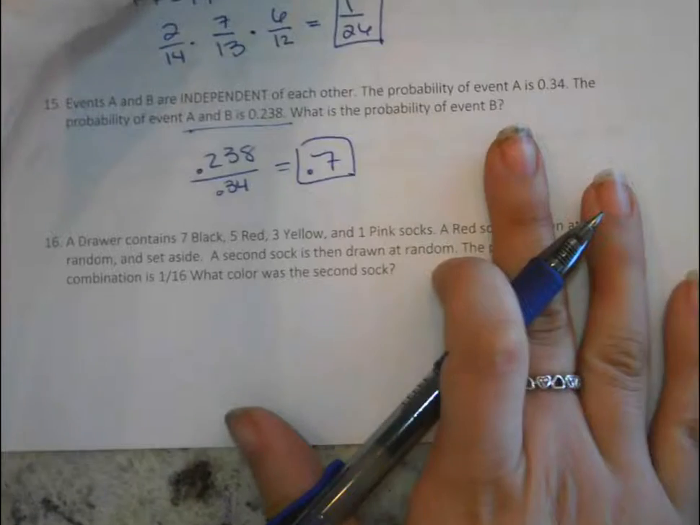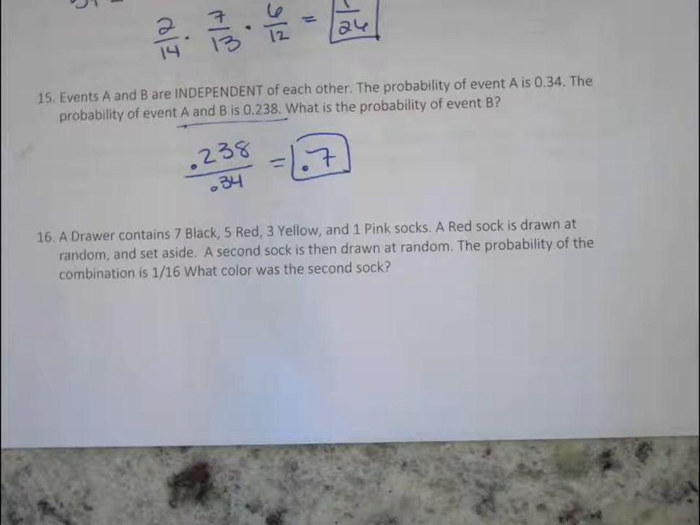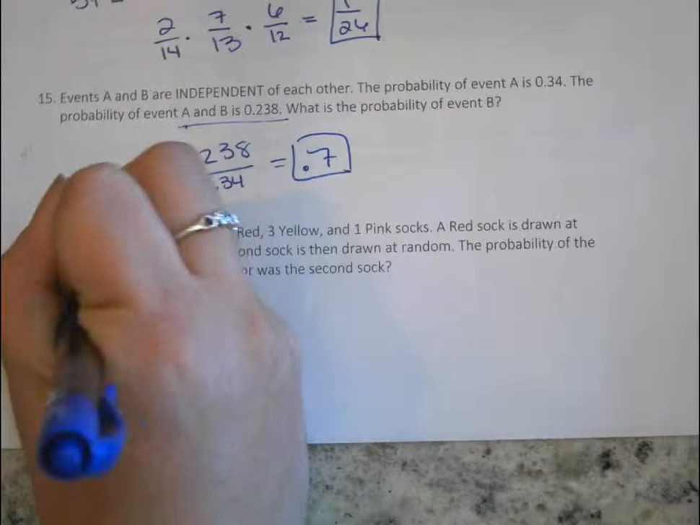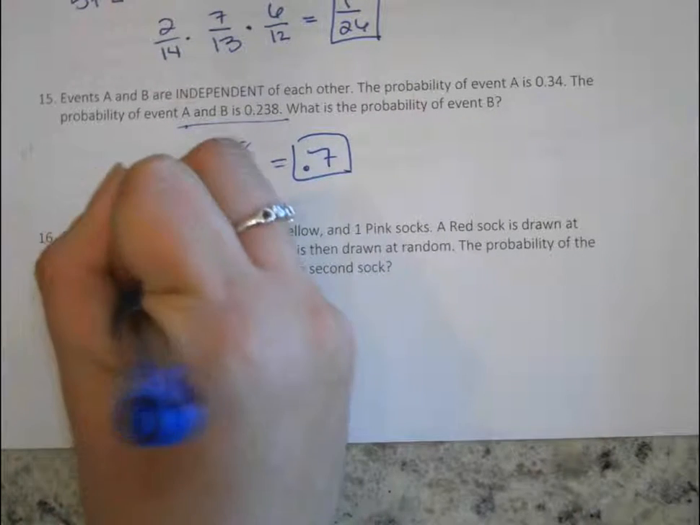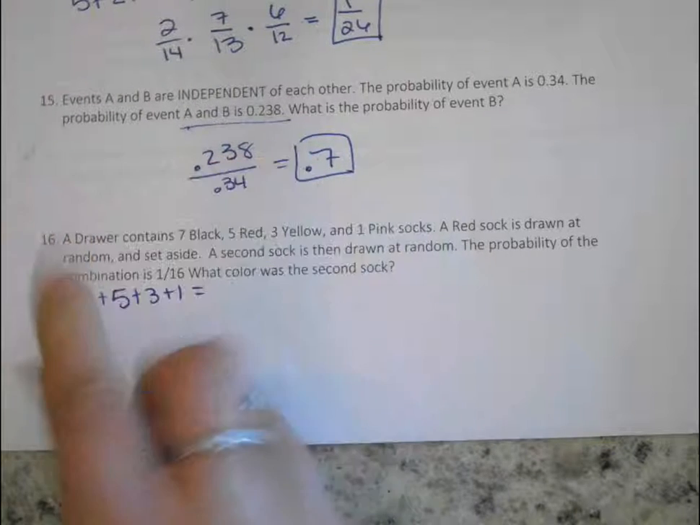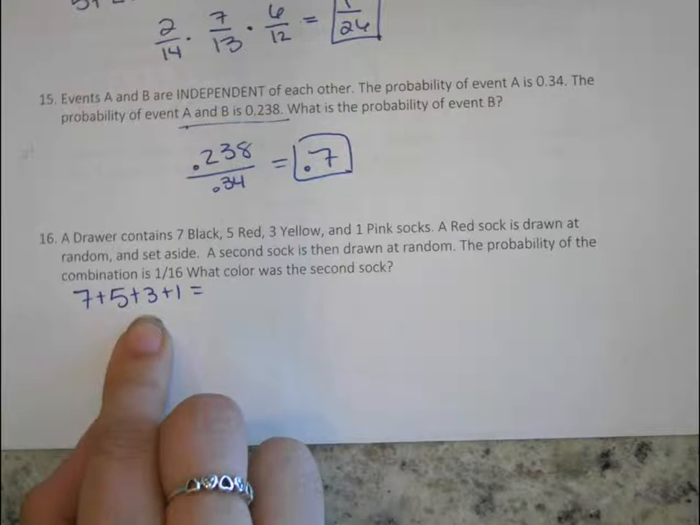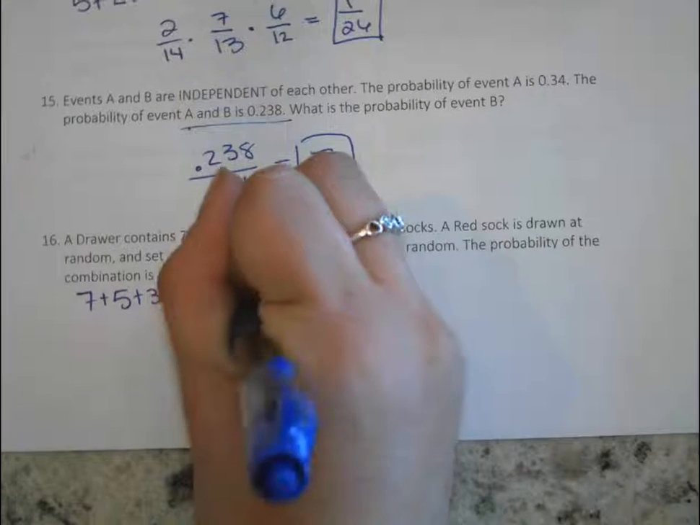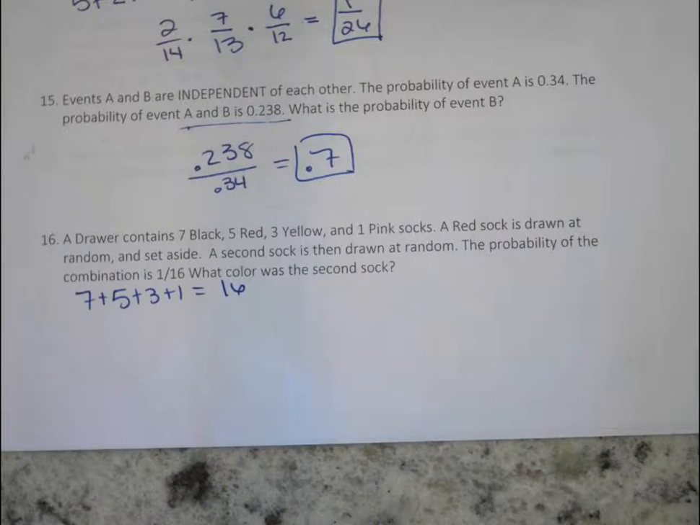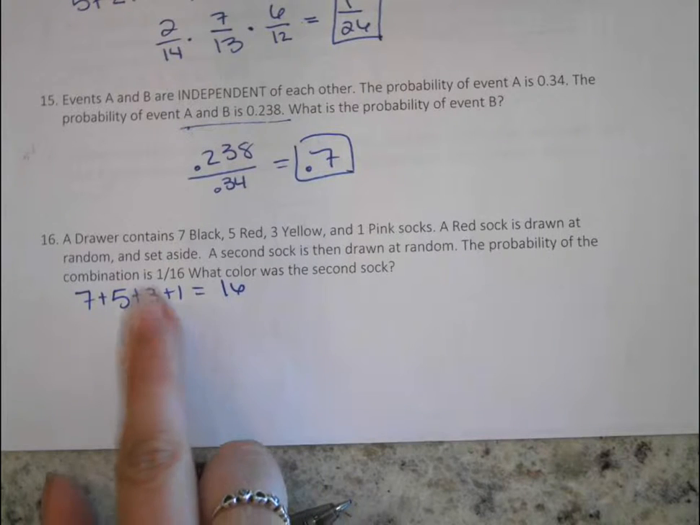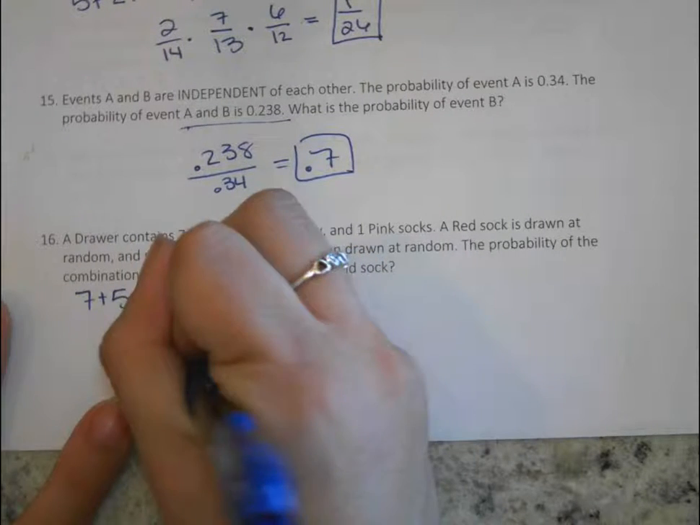Number 16 is also the same. It's working backwards. I need to figure out how many total socks I have first. So I have 7 plus 5 plus 3 plus 1. 7 plus 5 is 12. 12 plus 3 is 15. 15 plus 1 is 16. Okay. It tells me the probability of what has happened. So I had 1 out of 16.